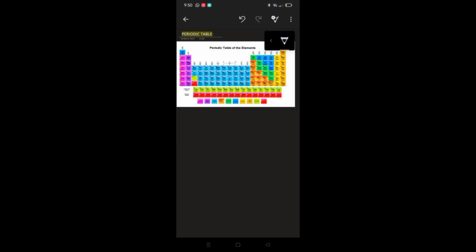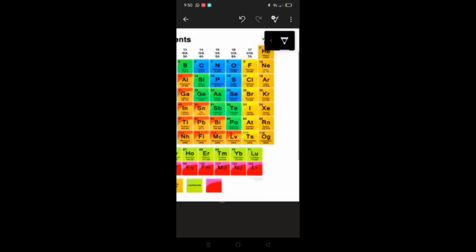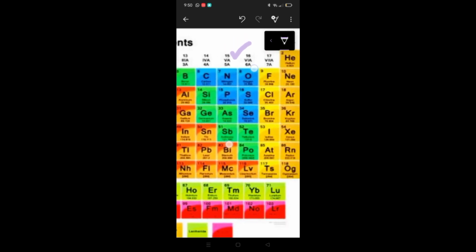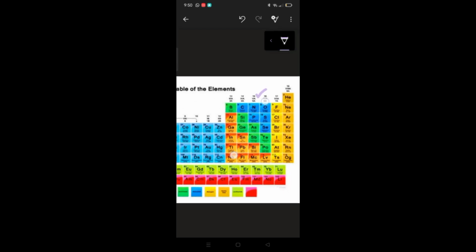So as in the last video, we have discussed the fourth A group elements. Today we are going to discuss the fifth A group elements, as you can see here. The fifth A group is also known as the nitrogen family.